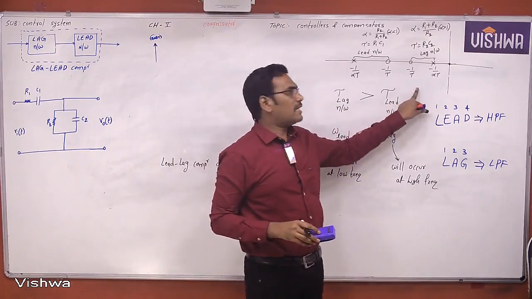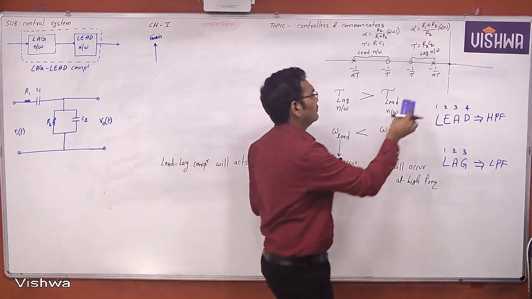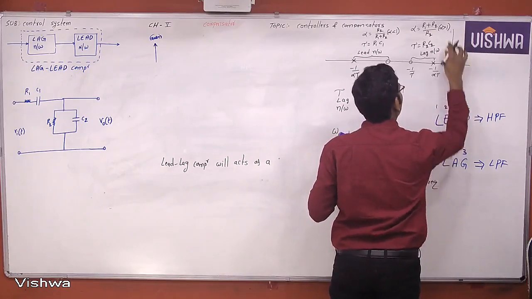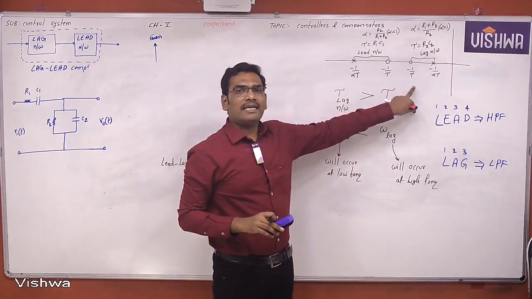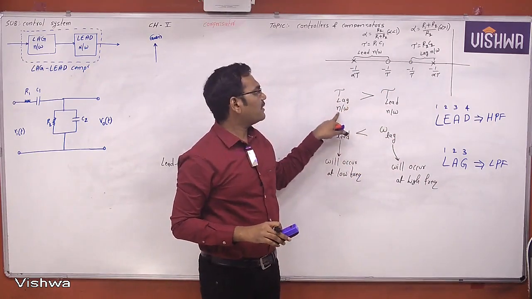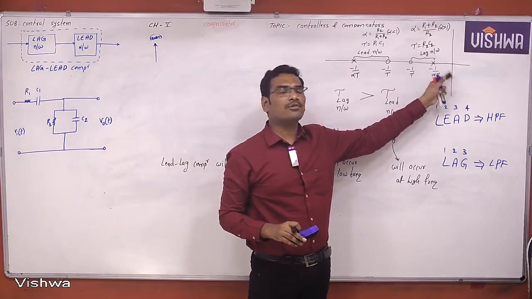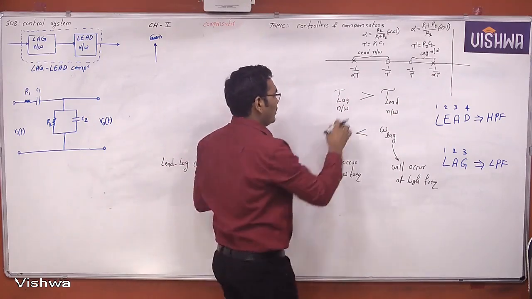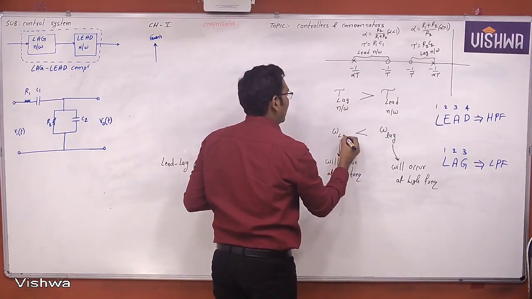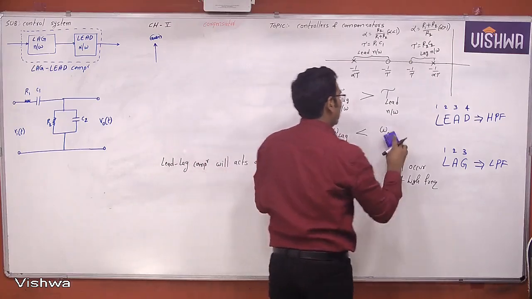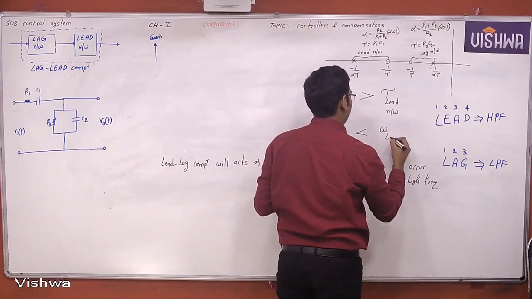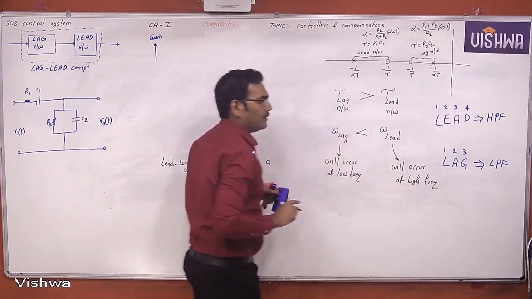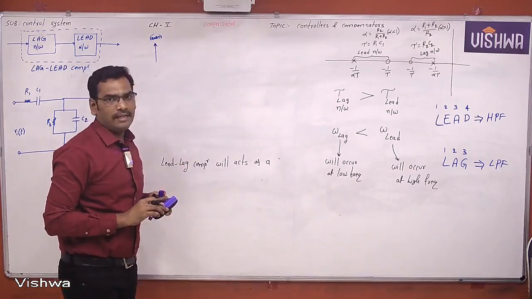Now this network is having highest time constant. Therefore, the lag network is having highest time constant because it is nearer to the origin, and the lead network is away from the origin, so it is having the lowest time constant. Therefore, the lag will occur at low frequencies, lead will occur at high frequencies, both will occur at different frequencies.